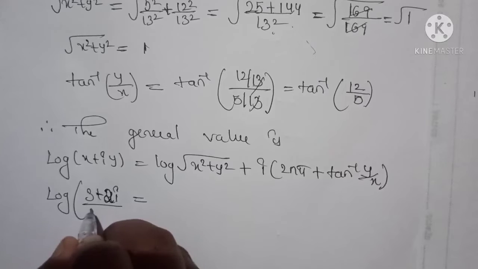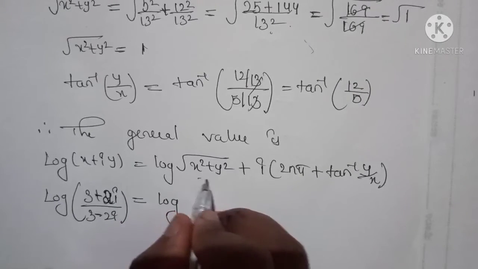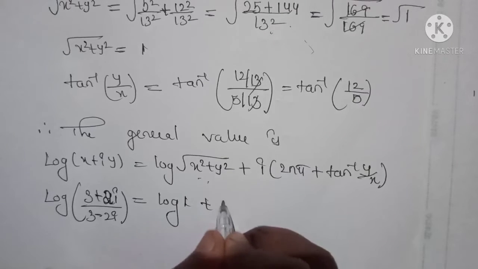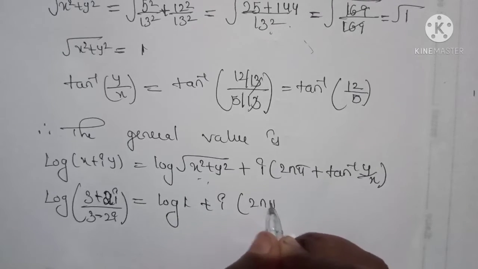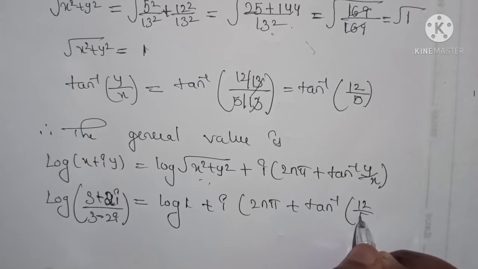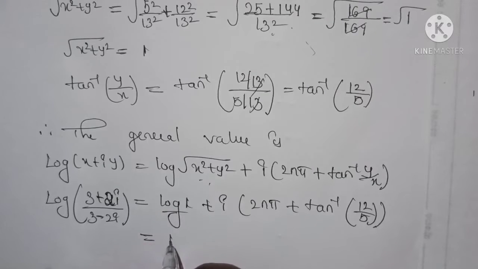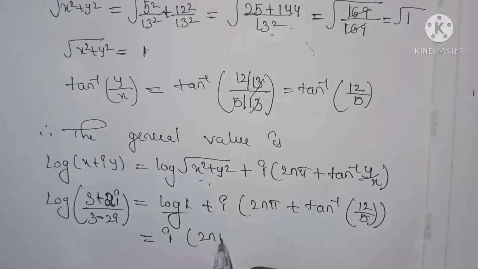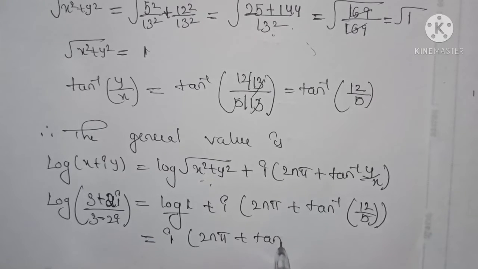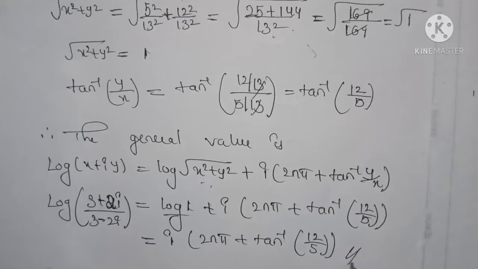divided by 3 minus 2i, equals log of square root of x square plus y square, which is 1, plus I 2n pi plus tan inverse of 12 by 5. So log of 1 equals 0, we get I 2n pi plus tan inverse of 12 divided by 5. So this is the answer.